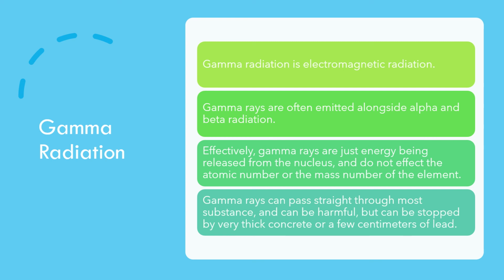Gamma radiation comes in the form of gamma rays, and these rays are usually emitted alongside alpha particles or beta particles. Since gamma radiation is really just a release of energy, they don't result in much of a change for the decaying nucleus. They are, however, possibly the most dangerous form of radiation, as they are very difficult to stop. Gamma rays can be stopped by concrete if it is several meters thick, or by a few centimeters of lead.